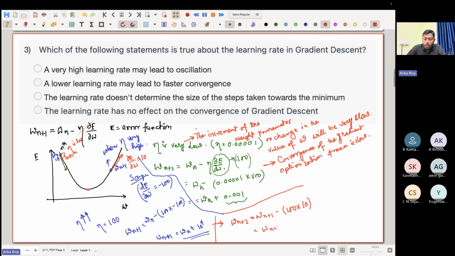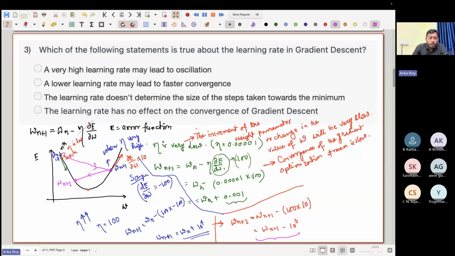So what will happen? You see, Wn plus 1 is minus 10 to the power 3. Now you can see what the trajectory was. Just track the trajectory when your eta is very high. Initially you started at this point, then you reached here. Now again, in this equation, Wn plus 1 minus 10 to the power 3, that means again the value will decrease. Let's say now you are reaching this particular point, which is Wn plus 2.